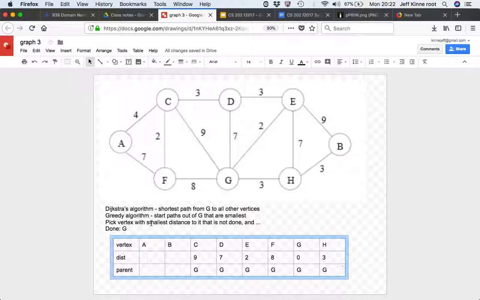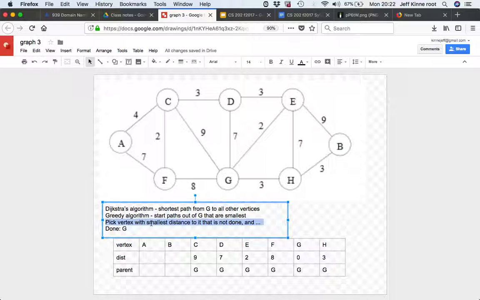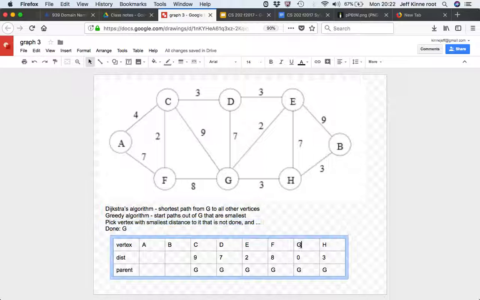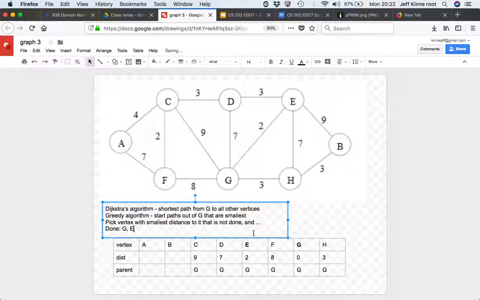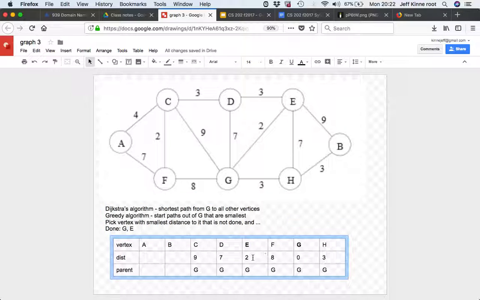So the next step is we're always going to pick the vertex with the smallest distance that isn't in my done list. Which one is that? Maybe I'll highlight these when they're done. Alright, the next one is E. That's the smallest. That's going to go on to the done list, and then I want to look at the neighbors of E to update them. I could get to D: from E to D is a distance of 3 plus the distance that I have to E. That's better than what I had before, so I'll replace that with a 5, and I went through E.